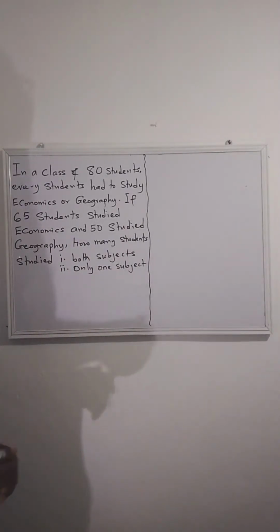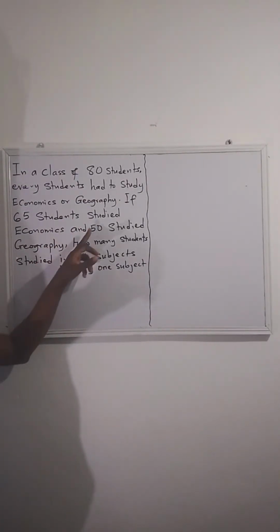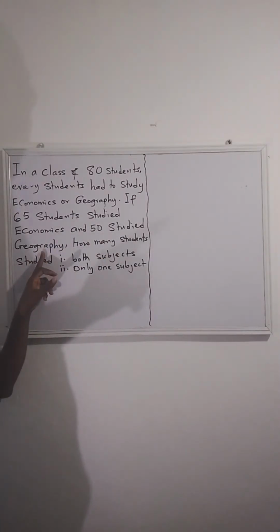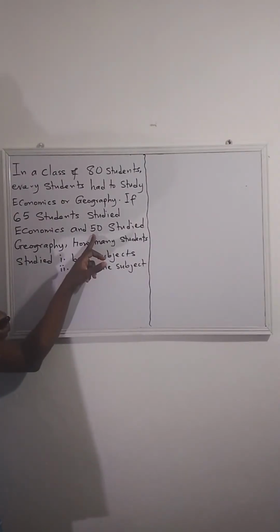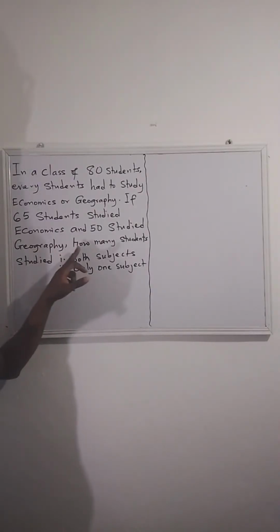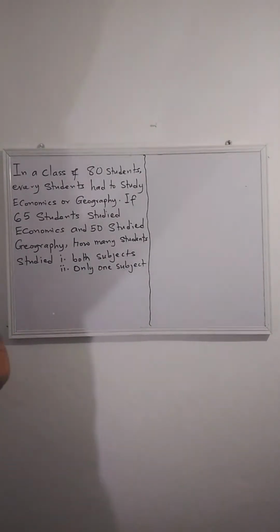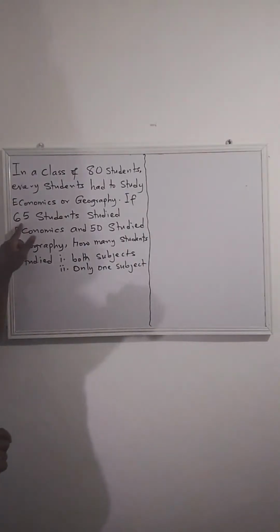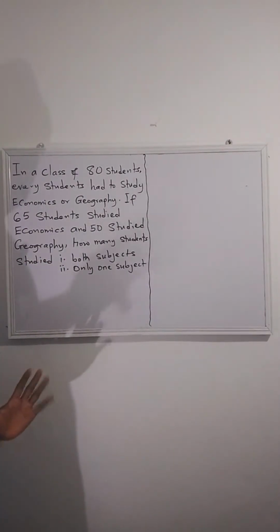Okay? So, if 65 students studied economics, you get that? And 50 students study geography. That does not mean that we will not have some students among the 50 students that will also study what? Economics. Okay, the question did not say that. All right. So now, the question says, how many students study both subjects? So you can see where I'm going now. That means we have some of the 65 students that studied economics also studied geography. Do you get that now?